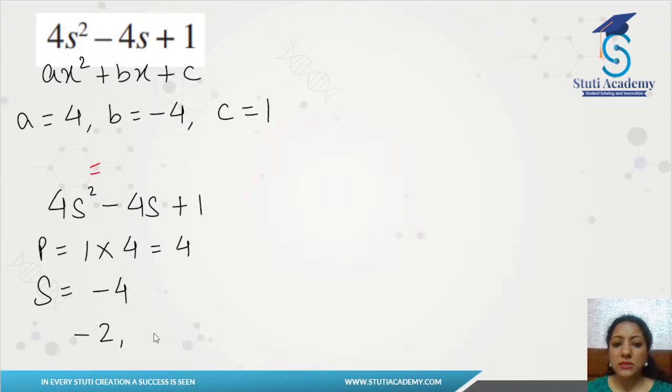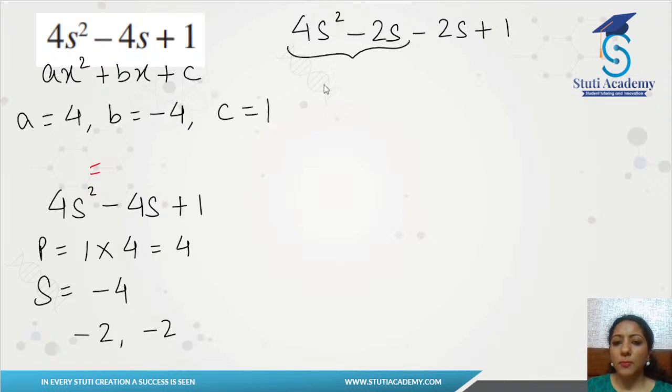So if I take minus 2 and minus 2, that is going to give me the product positive 4 and will give me the sum minus 4. So now I'm going to split this middle term in the next step. So I will write 4s square. This I've copied as it is. This minus 4s can be written as minus 2s plus 1.